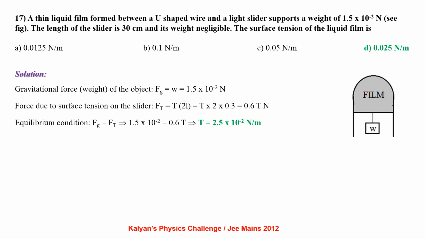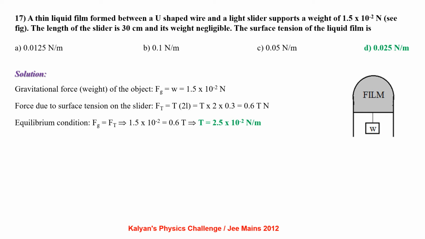A thin liquid film formed between a U-shaped wire and a light slider supports a weight of 1.5 into 10 power minus 2 Newton. The length of the slider is 30 cm and its weight is negligible. The surface tension of the liquid film is?